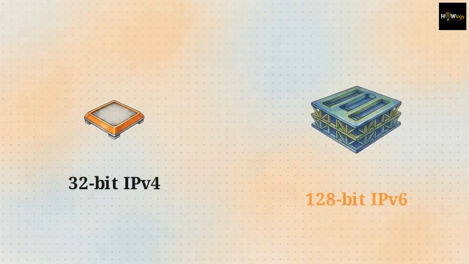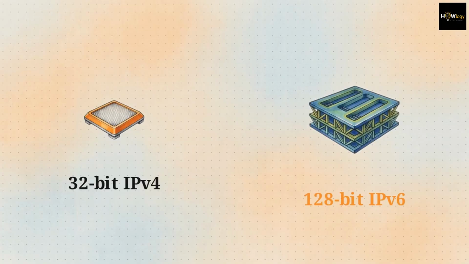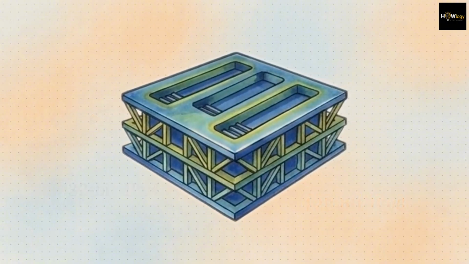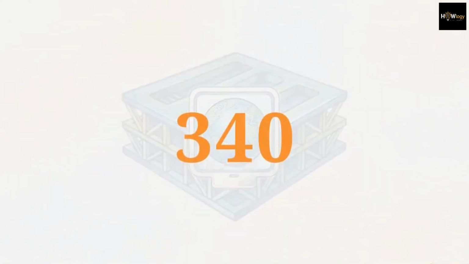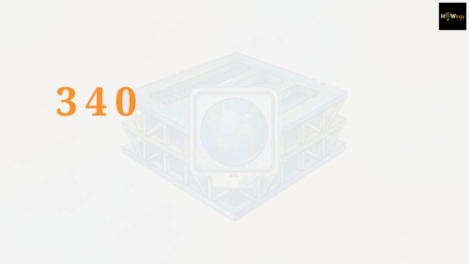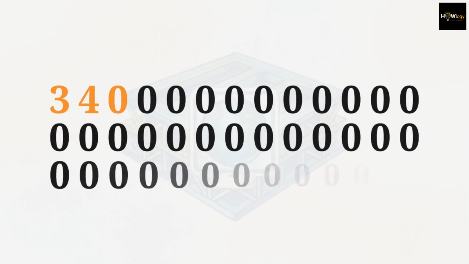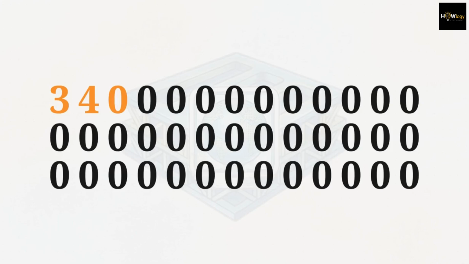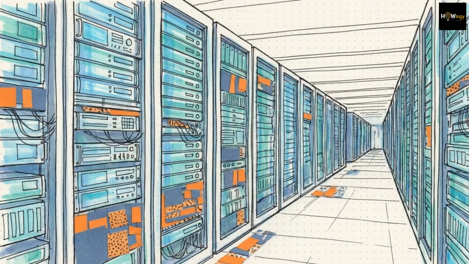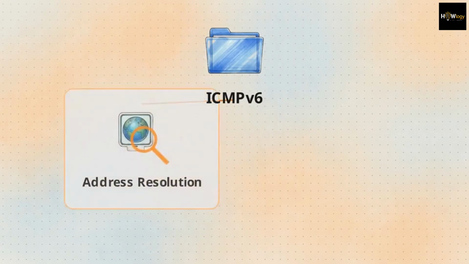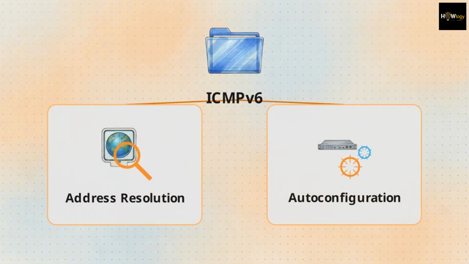The engineered solution was IPv6. Rather than just expanding the old 32-bit system, this protocol utilizes a 128-bit address space. This shift creates a mathematical limit of 340 undillion possible addresses. That is the number 340 followed by 36 zeros. Managing a network of this magnitude required updated protocols. IPv6 was developed with new tools for address resolution and auto-configuration, specifically to handle these larger datasets.